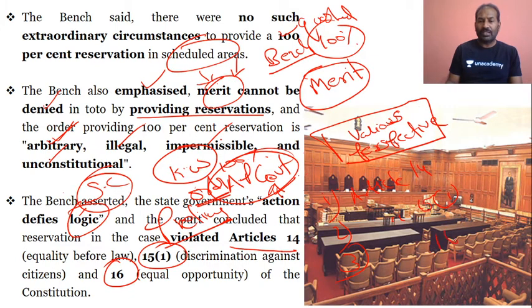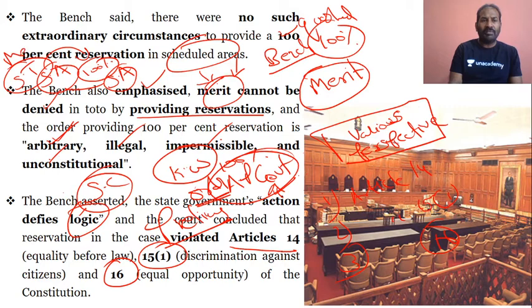and also Article 16. So what does Article 14 say? We all know it is equality before law, and Article 15(1) is about discrimination against citizens. So you are discriminating, saying that 100% should be from that particular scheduled area. Why not from the other scheduled areas, who are also STs or scheduled tribes? Why not get them?